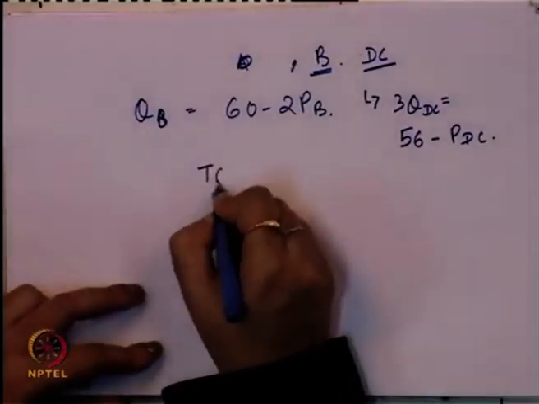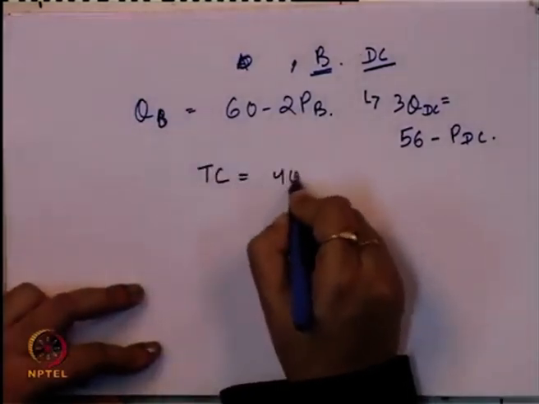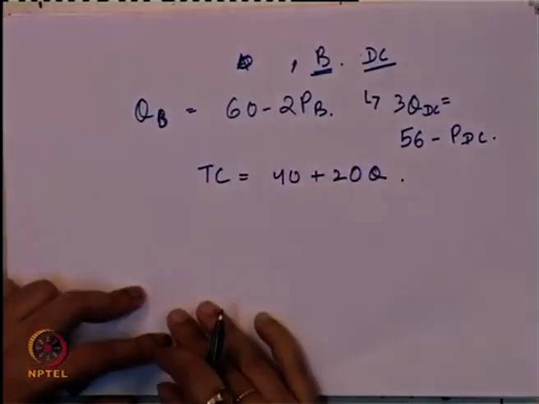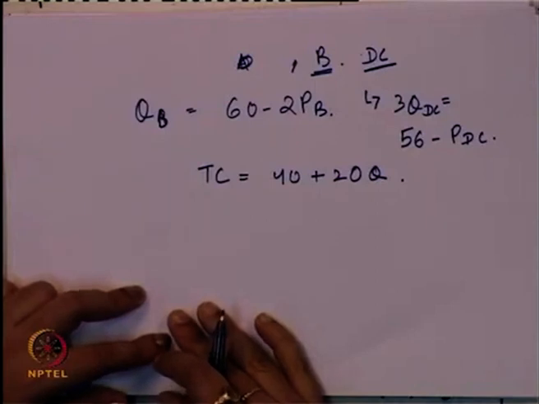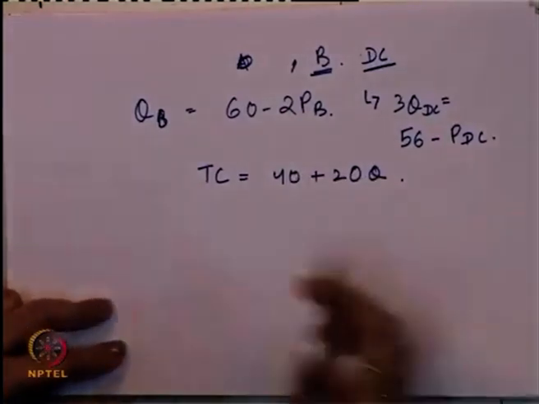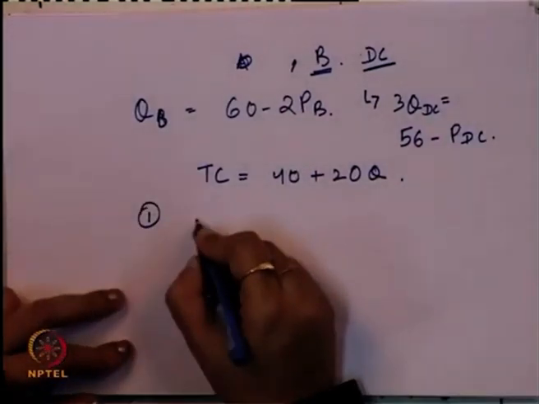The total cost function is the same, because the market is only divided for selling the product, but when it comes to producing the product, it is produced by the one firm, and that is why the total cost is the same.